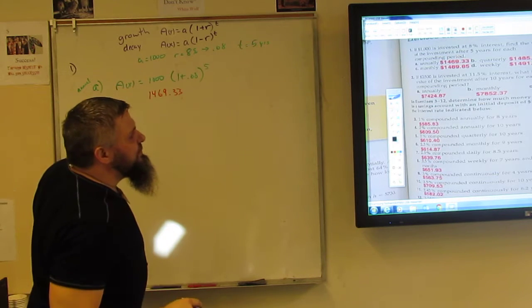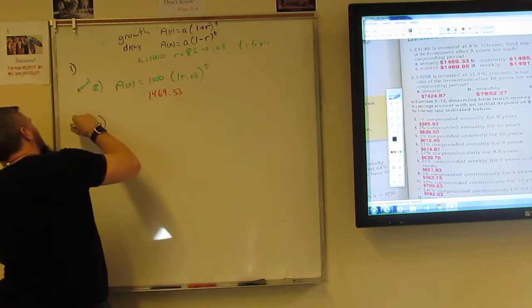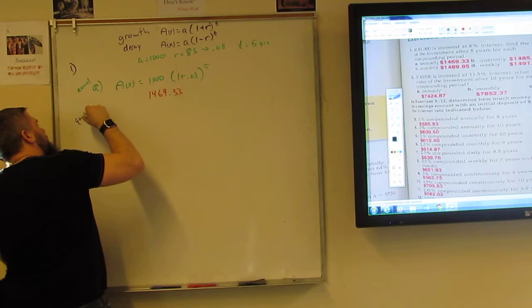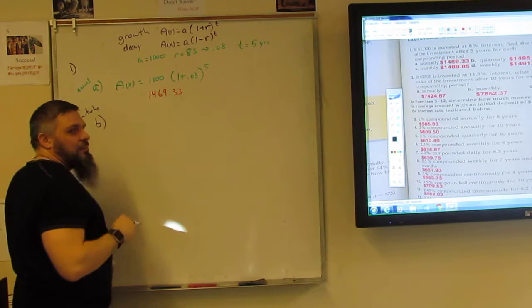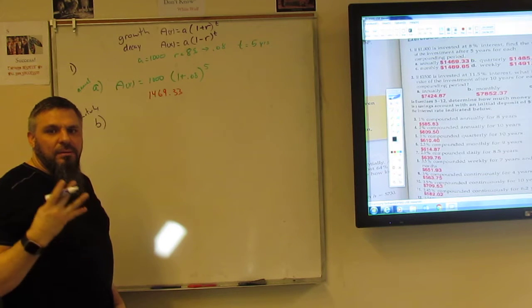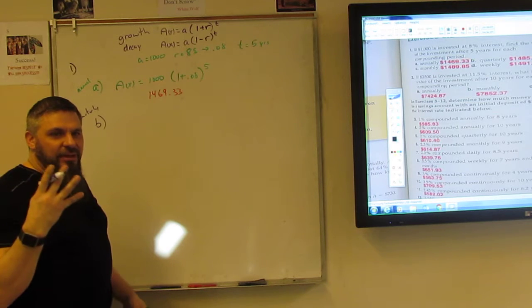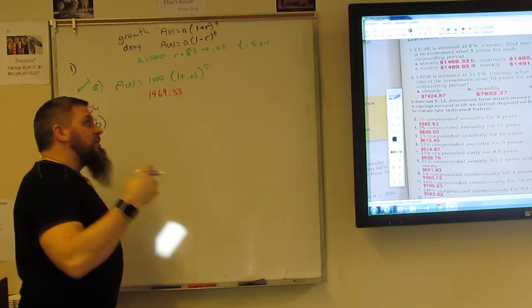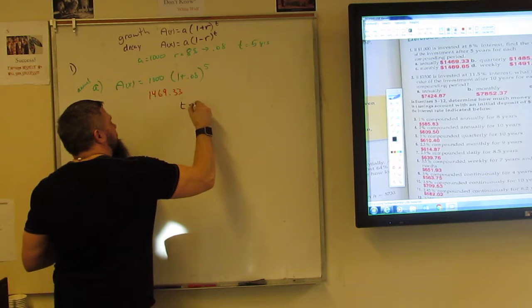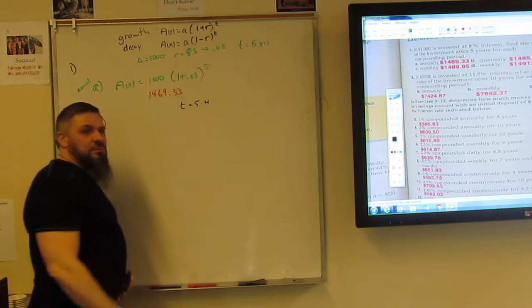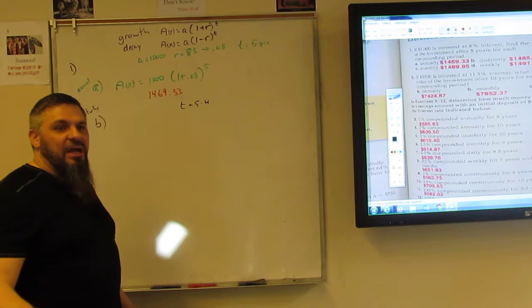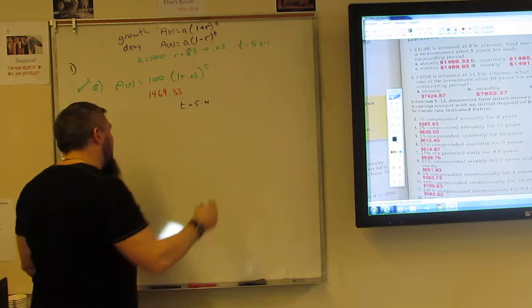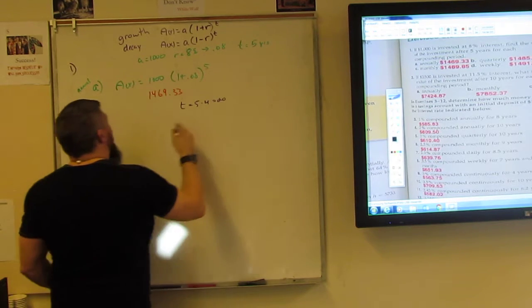Now for part B. They want you to do that one in quarterlies. What does quarterly mean? Like by fours, 4 times a year. So quarterly, T is equal to 5 times 4, which would be how much? 20. That's the only difference.